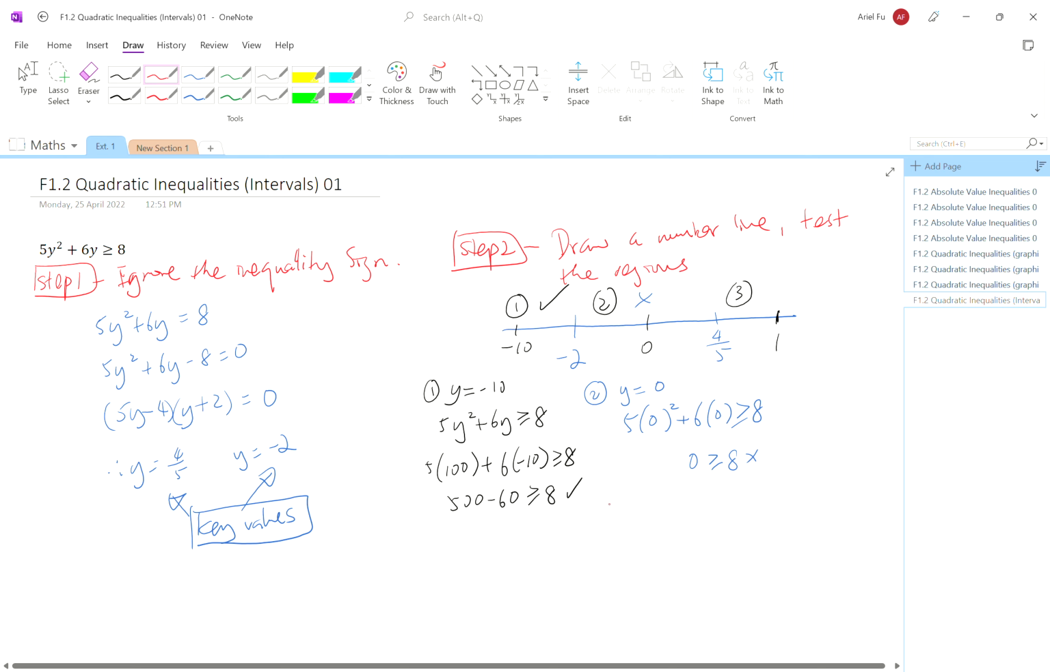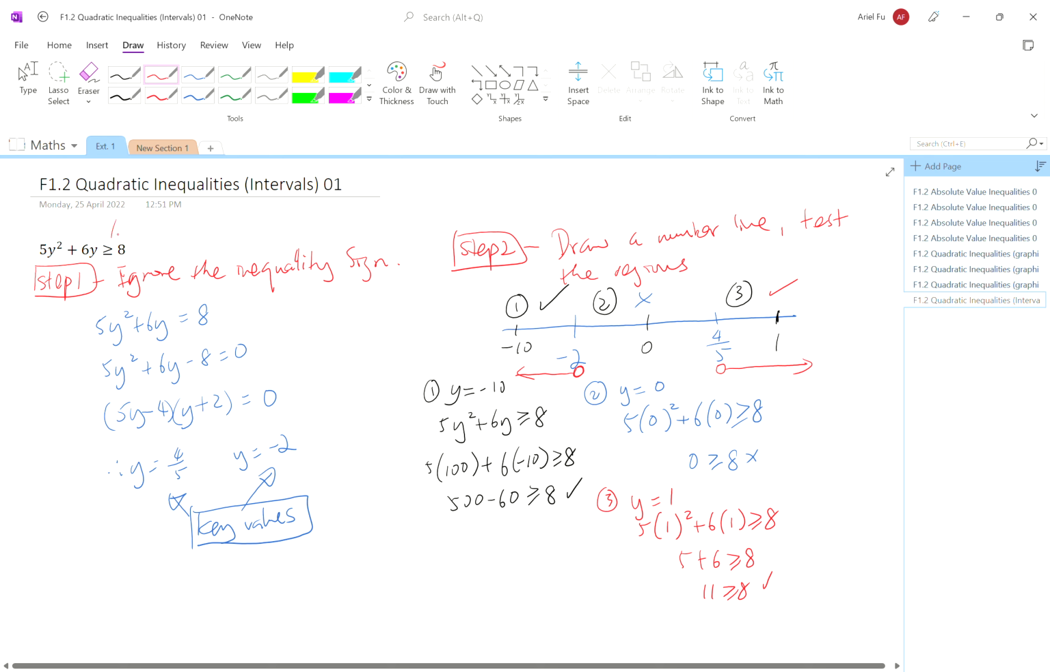Finally, let's test region number 3. I want to know when y equals 1, if 5 times 1 squared plus 6 times 1 is greater or equal to 8. Here you get 5 plus 6. Is that greater or equal to 8? Well, is 11 greater or equal to 8? Yep, so I do want this part. So what that means is the solution is on the left-hand side of this key value, because I do want it, and on the right-hand side of this key value, because I do want this region.